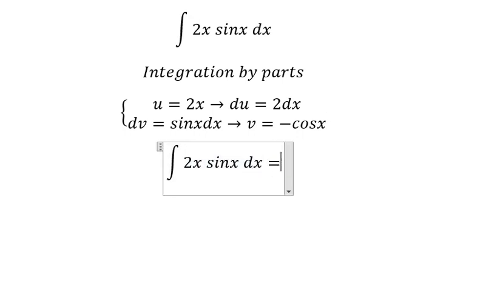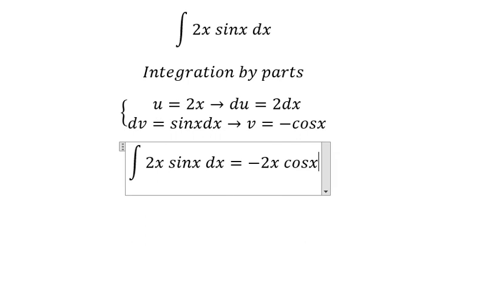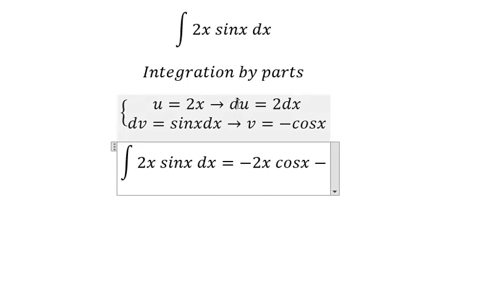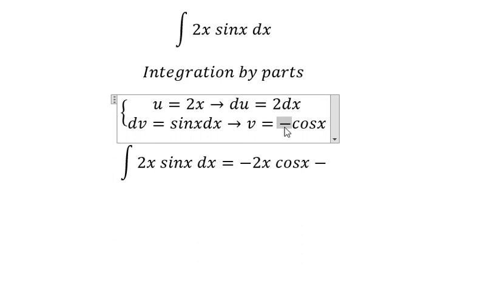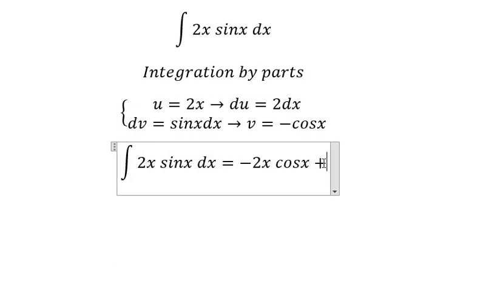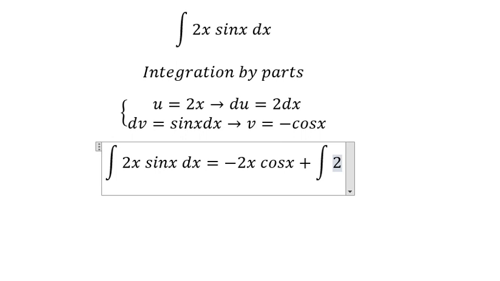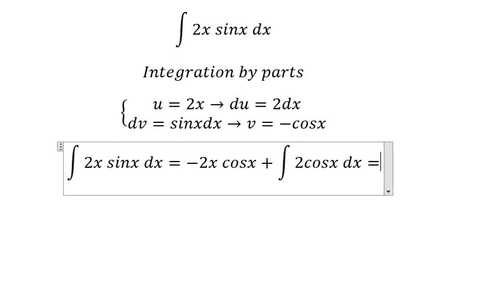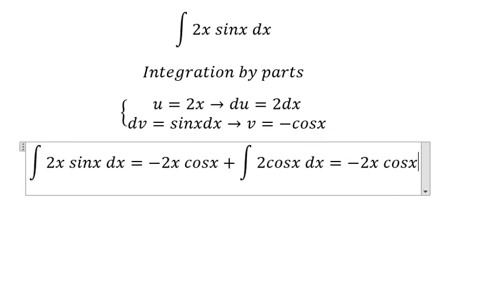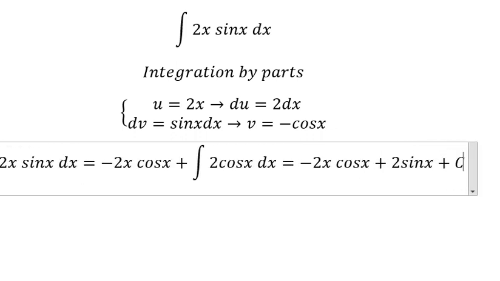So we have u multiplied by v, minus the integral of v du, but we have the negative sign here, so you get positive. And we have the integration of 2 cosine s ds. The integration of this one, we have 2 sine s plus c, because the integration of cosine s, you get sine s. And this is the final answer.